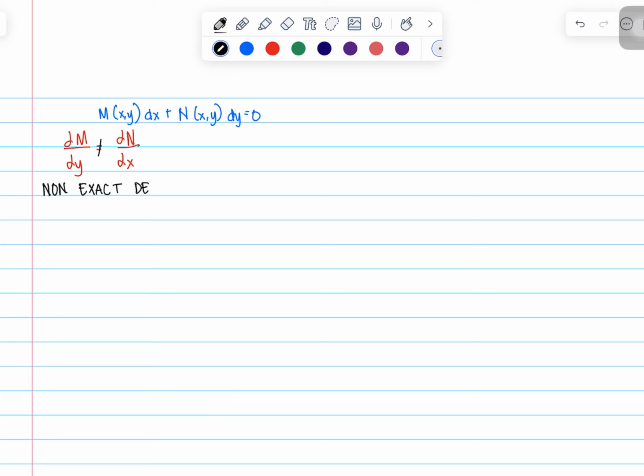All right, so how do you solve differential equations that are non-exact? So we use the method. When we have a non-exact DE, we make it exact by using an integrating factor.